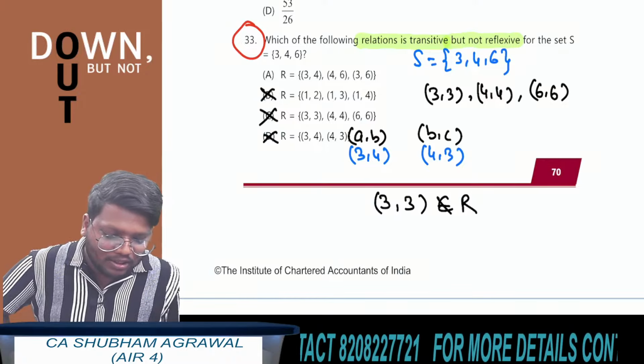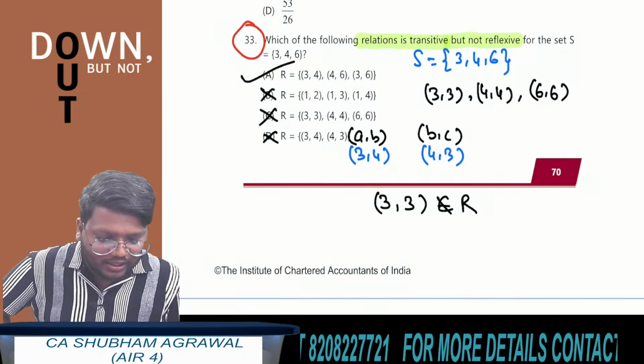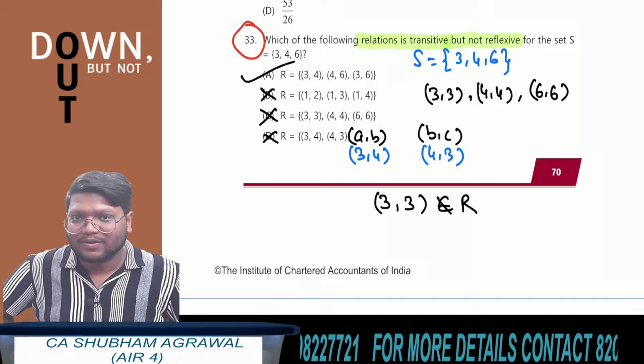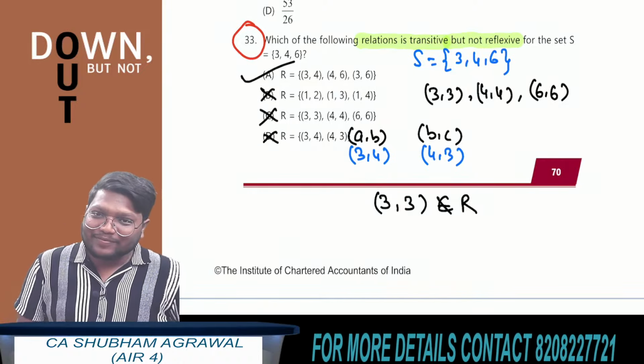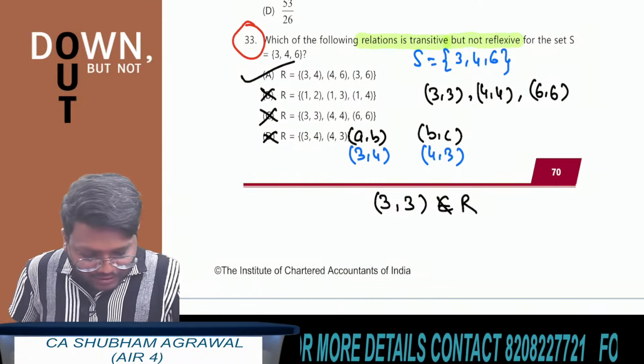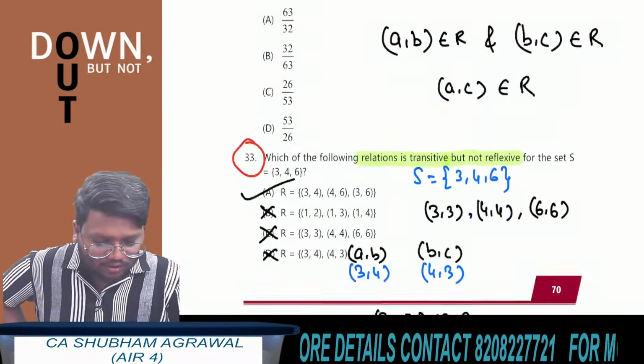Now we have eliminated options B, C and D. So definitely option A has to be the correct answer. Understood? Any doubt in it? So we have completed this question number 33 also.